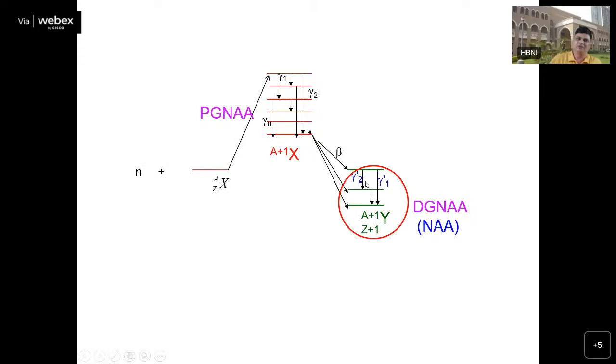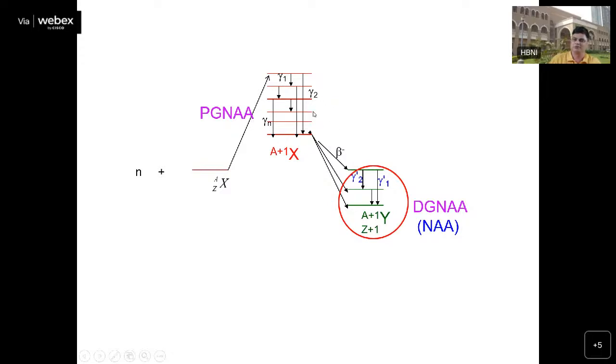Basically, here we are discussing two kinds of detection. One is prompt gamma neutron activation analysis, that is PGNA, and the other is delayed gamma neutron activation analysis. In prompt gamma neutron activation analysis, immediately after the irradiation, you can determine on the spot itself, without any delay.